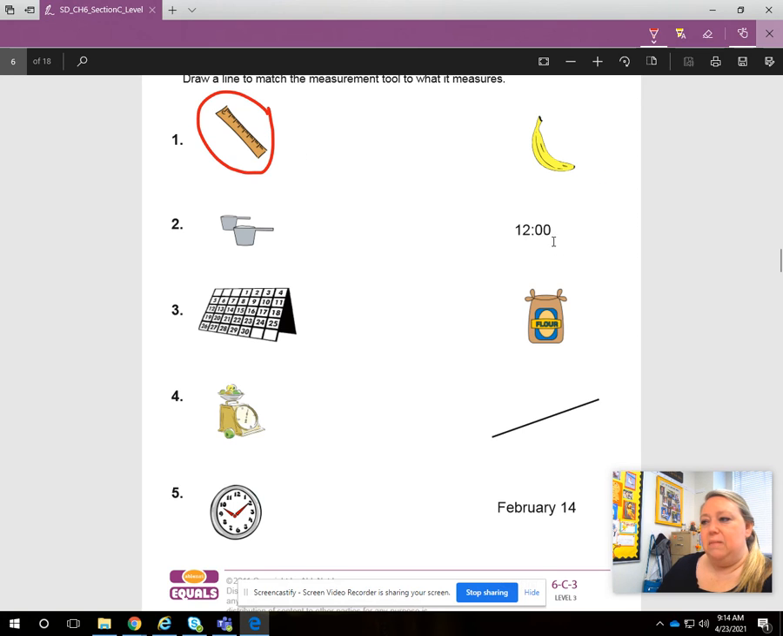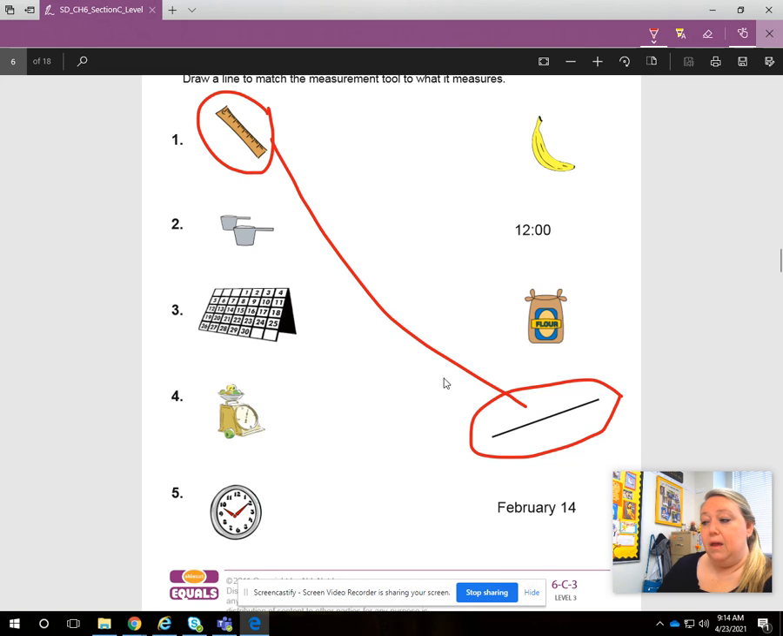I can't really measure time with a ruler. I cannot measure flour with a ruler. I could measure this line though, because I need to know how long the line is. So let's definitely put ruler and line together.